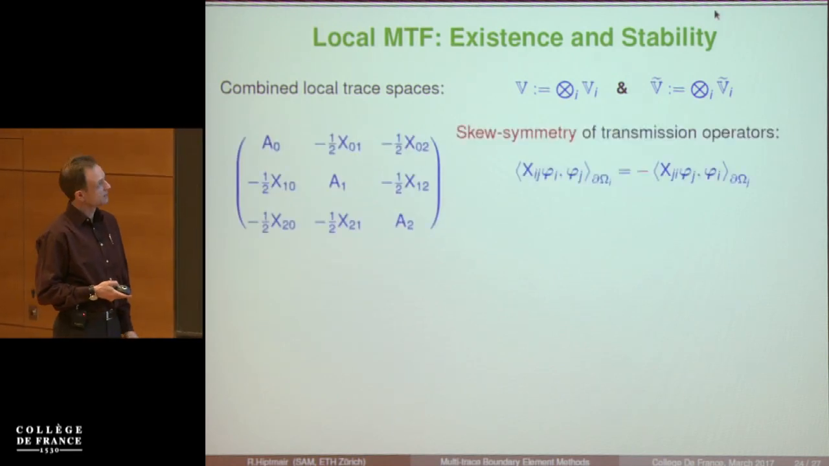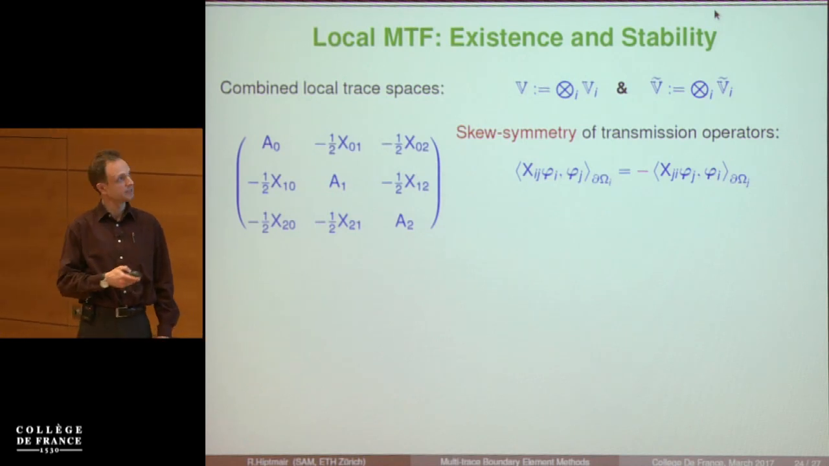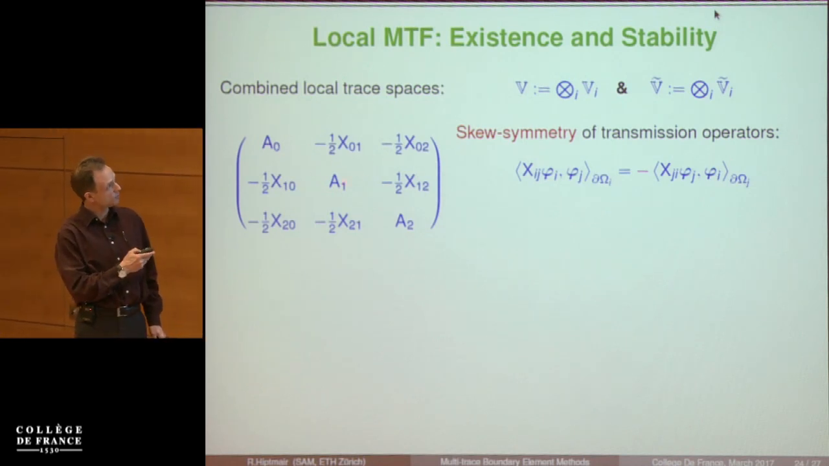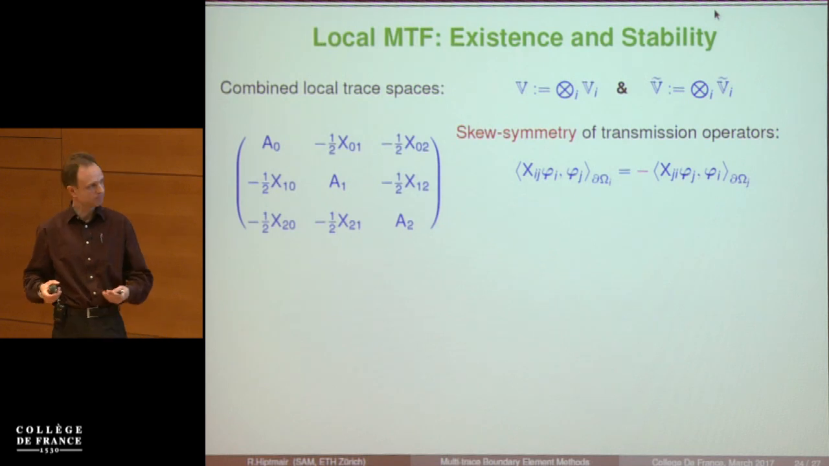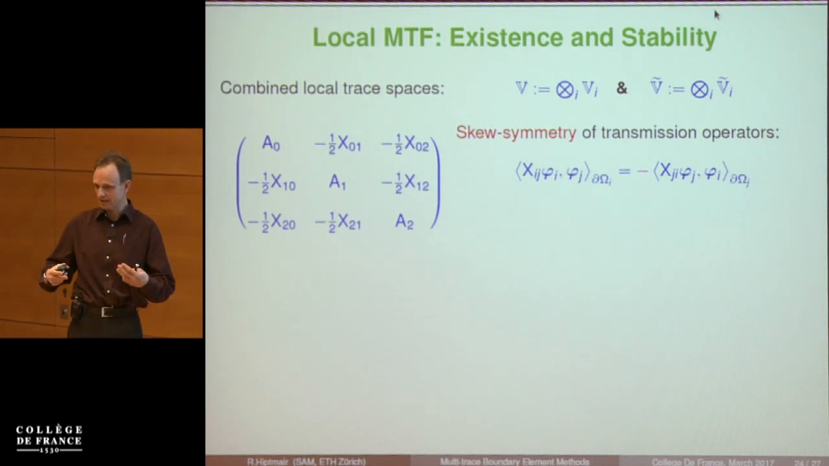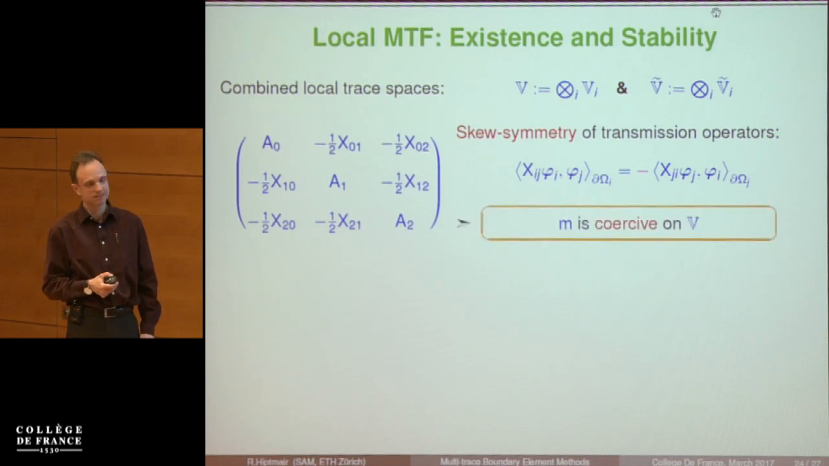And this starts from a key observation. This starts from the observation that this operator has a very nice structure. It has a coercive diagonal, and at second glance, one notices that the off-diagonal blocks are skew-symmetric. And when you have a coercive diagonal and skew-symmetric off-diagonal blocks, then you can expect some coercivity of the total operator. And this is, in fact, true here. So the bilinear form used by this multitrace operator is coercive.